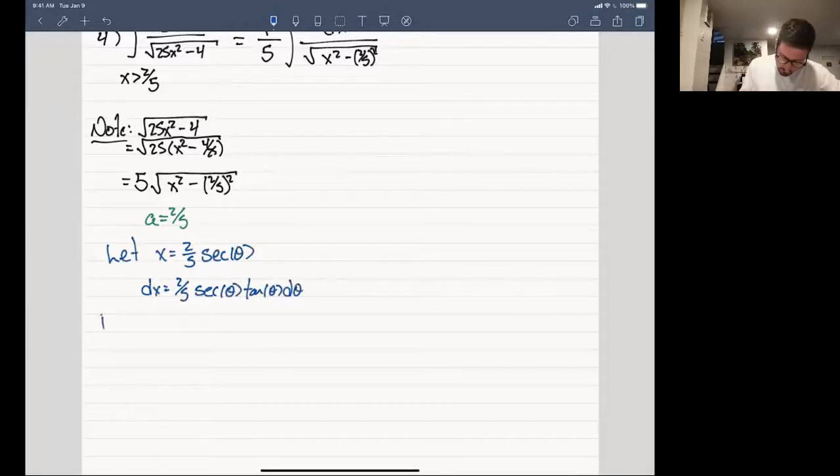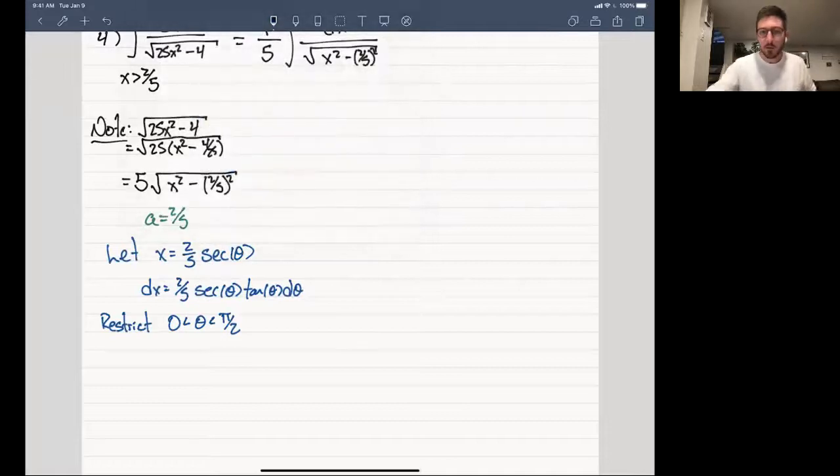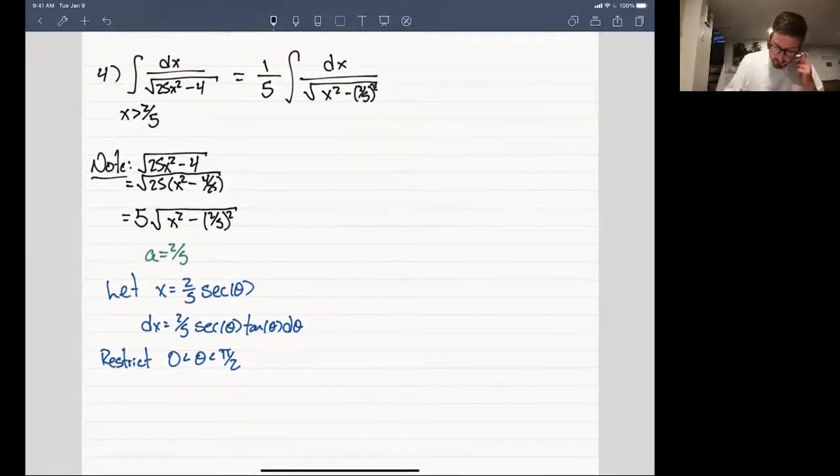And we're going to restrict theta to be between 0 and pi over 2. So everything is positive. We don't really have to worry about simplifying those radicals, because in this region, the tangent function is going to be positive. So let me show you what happens. Here now we get a big chain of substitutions.